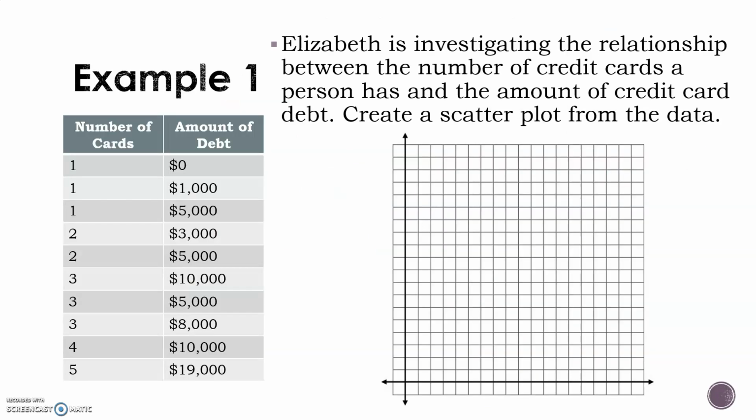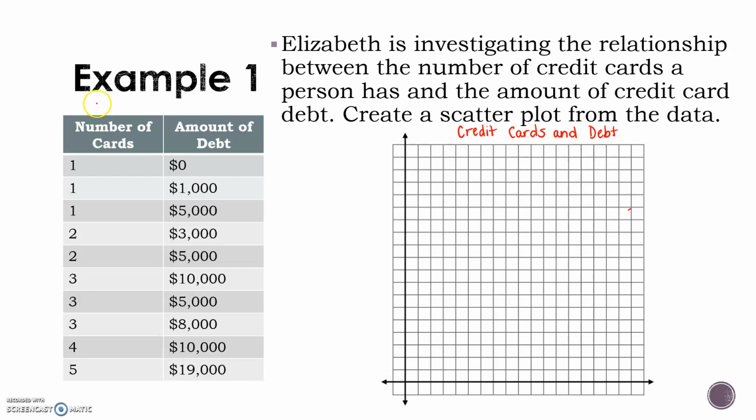So we are going to jump right in. Elizabeth is investigating the relationship between the number of credit cards a person has and the amount of credit card debt. So how many cards do you have and how much debt? So I'm going to call this credit cards and debt. You can call it whatever you like, but it should involve what we're measuring. I usually just put the two things that we're relating.